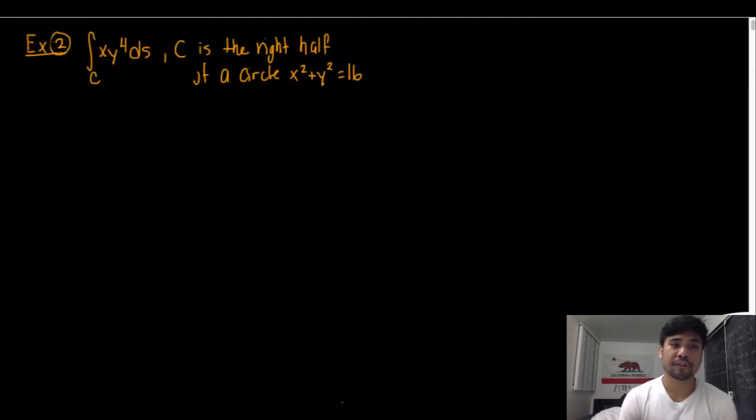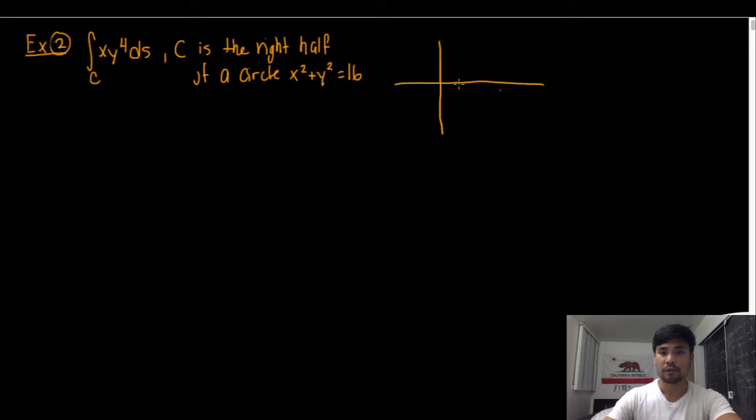Now for the second example, the line integral of x times y to the 4th ds, where the curve C is the right half of the circle x squared plus y squared equals 16. So this curve C is a circle of radius 4 centered about the origin. Let's draw this and get a geometric interpretation. Don't need to be too fancy here.